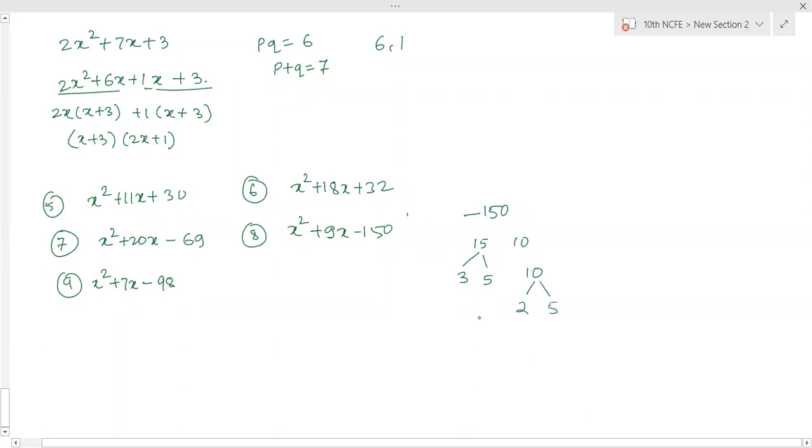2 into 5. Now combine these and check out possibilities. So 3 2s are 6 and 5 into 5, 25. Will it work? 6, 25. No, ma'am. This also will not work. Then again, what is needed? 3 2s are 6, 6 5s are 30. No. Is it right?